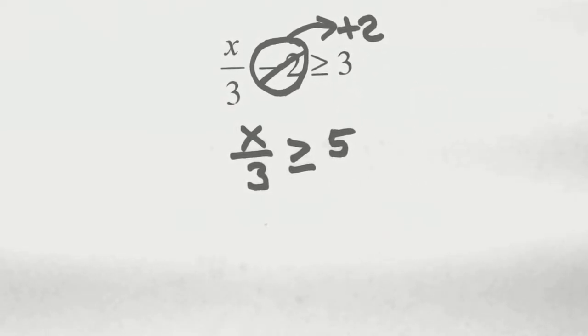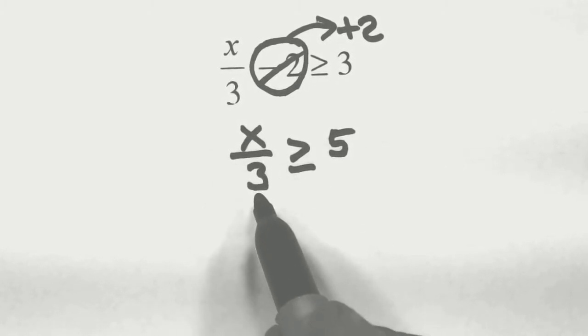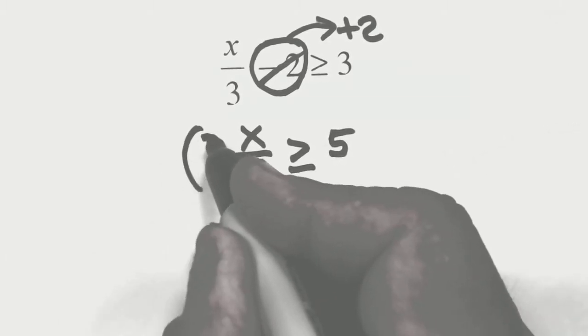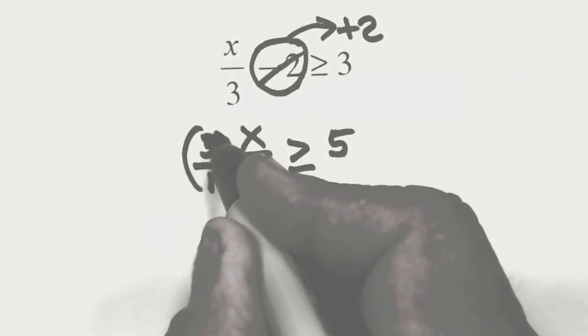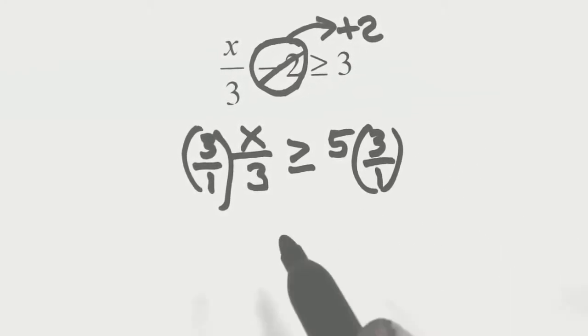Okay, well now, we've got to get this x all by itself. This is x divided by 3. So what I'm going to do is multiply by 3. I'll write it as a fraction here, and I've got to do the same thing on this other side.